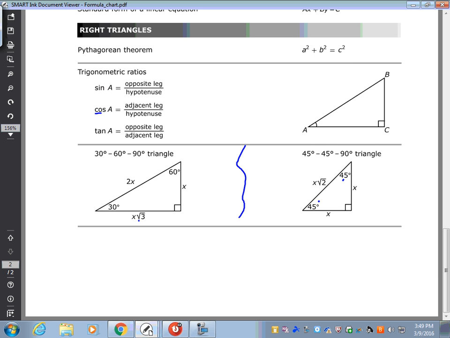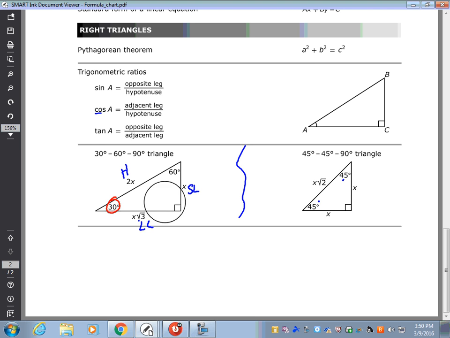You're going to focus on 30, 60, 90. You need to see a 30 or 60. So you have to see one of these angles to use these formulas. Also remember, on a 30, 60, 90, we have a short leg, we have a long leg, and we have a hypotenuse, which is always opposite the right angle.